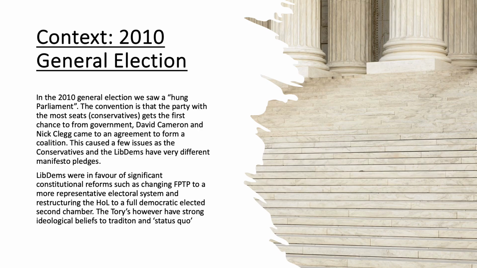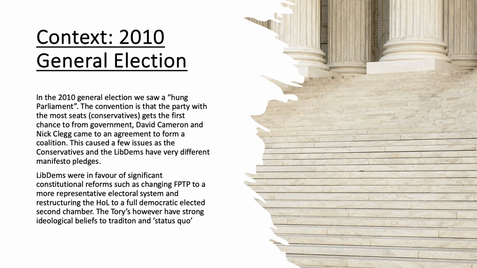So a bit of context to the 2010 general election. We saw a hung parliament, so no one had a very big majority. There's no majority, so the convention is that the party with the most seats, which was the Conservatives, get the first chance to form government in a coalition. So David Cameron and Nick Clegg came to an agreement to form the coalition.